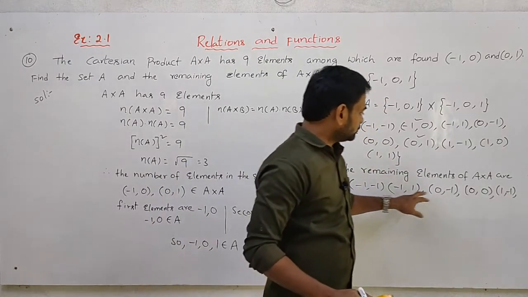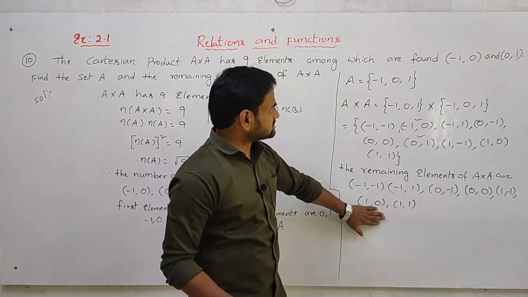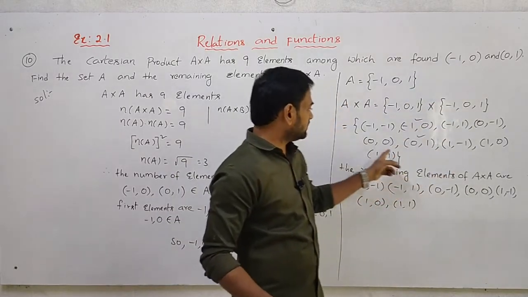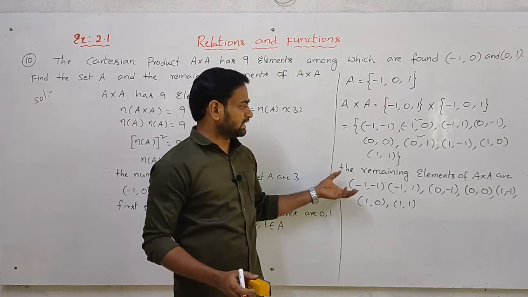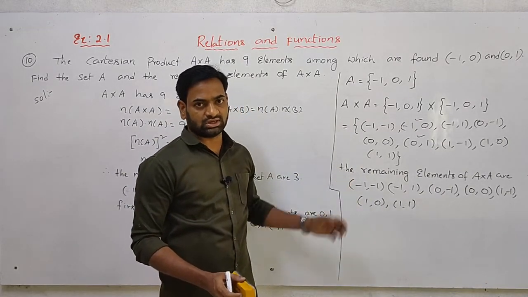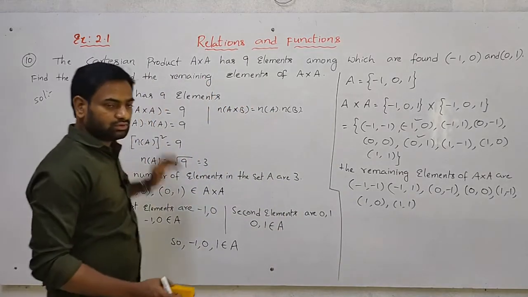Count once: 1 2 3 4 5 6 7. These are the 7, these are the 2. Totally 9 elements. So these are the remaining elements of A cross A. So it is the A set, and this is the problem of the 10th one.